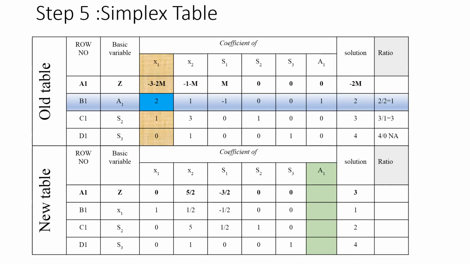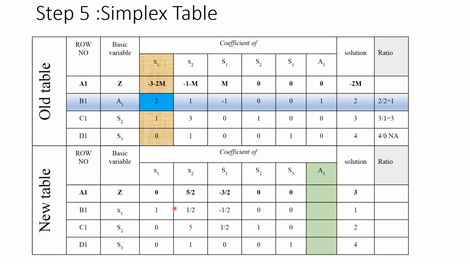Okay, now what about key row? Next step, solution divided by that key column means this 2 value divided by 2, so it will be 1. That 3 value divided by 1, so it will be 3. And 4 value divided by 0, so it will become infinity, which is not applicable. Okay, so minimum positive number from this is 1, so in A1 row, x1 is the incoming variable and A1 is the outgoing variable. So now we write x1 here, and divide by 2, so it will become 1.